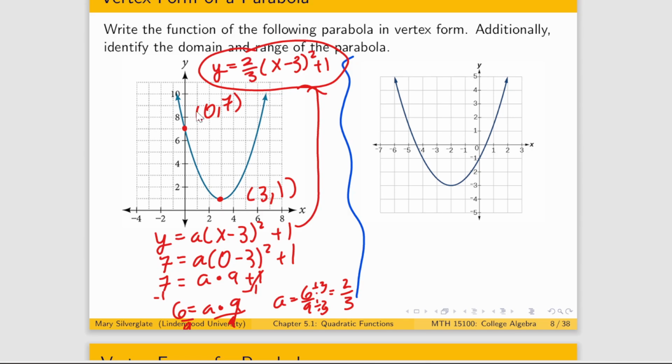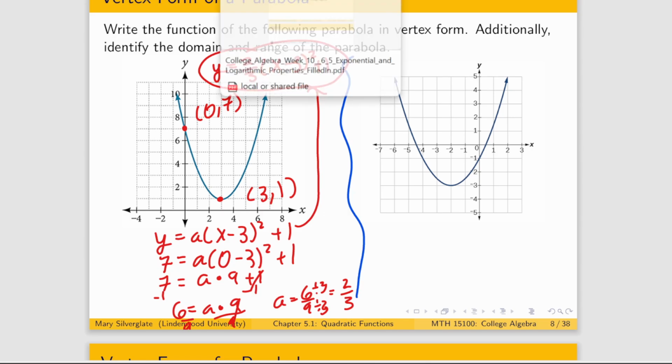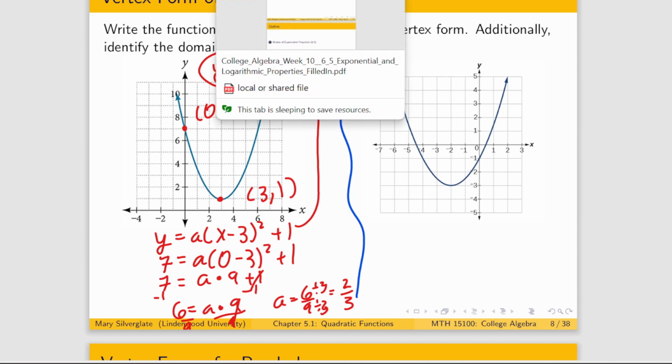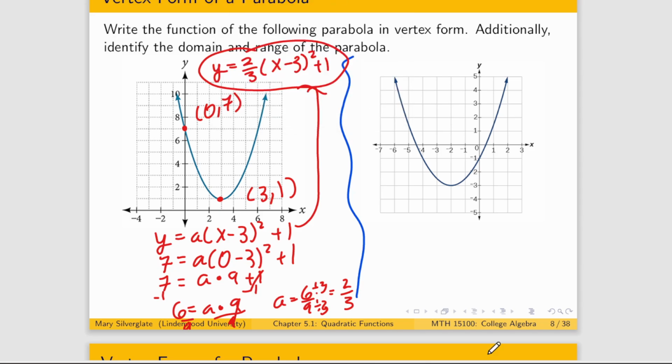As a sanity check, if it's an upward-facing parabola like this, you should not have any sort of reflection going on with that a, so that a should be positive if that is the case. Go ahead and pause your video and see if you can write the next quadratic equation yourself.